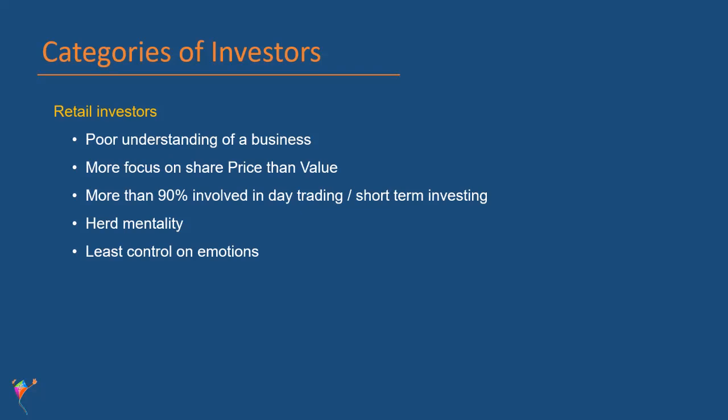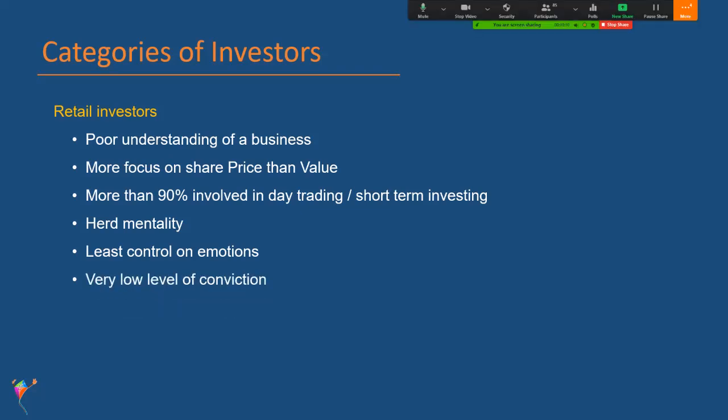Okay, so they have the least control on emotions and a very low level of conviction, because most of the time they have purchased on the advice of a friend, or a neighbor, or a broker, or some social media. And so they don't have their own confidence, their own conviction. They act mostly on hearsay and they hardly create any wealth.